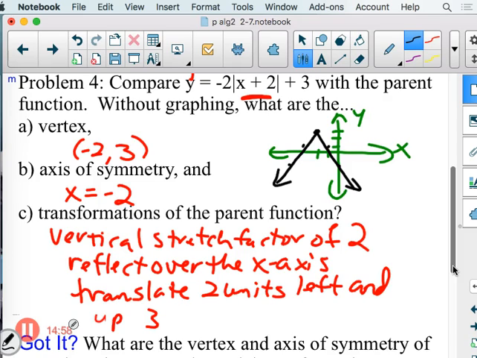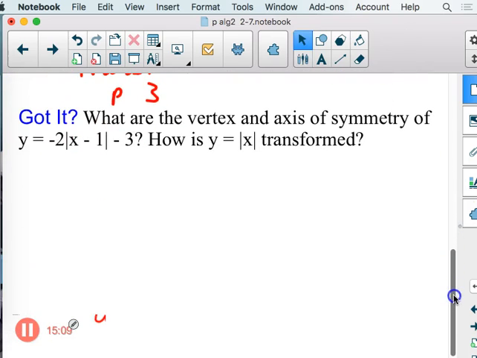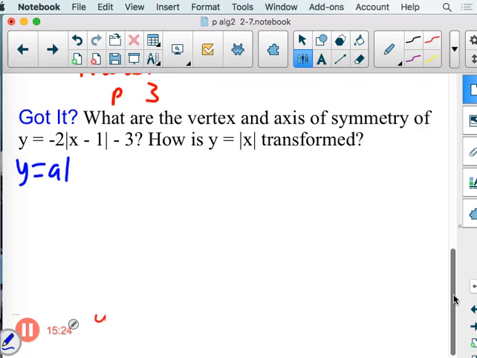Like so. So when you do graphing today, it's the same as what we did yesterday. You just have to find that new vertex first and then use your slope. So this one says, what are the vertex and axis of symmetry of this bugger and how is it transformed? It looks different, but it's the exact same stuff we just did in the last problem. So let's do this first, and then we'll find the vertex.